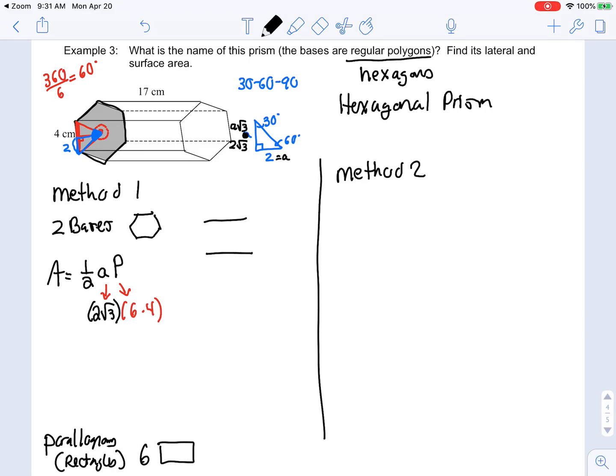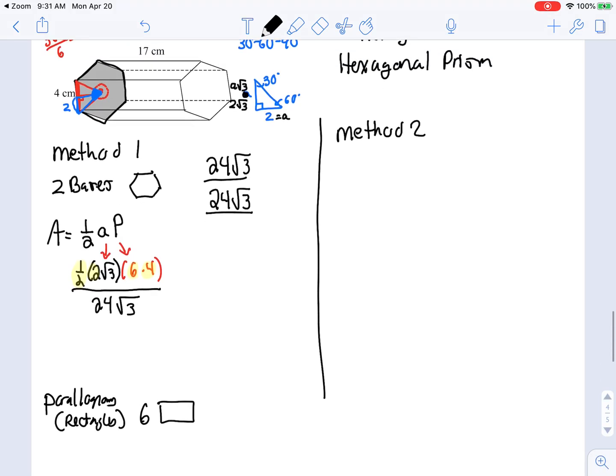Now, once I do all of that work, I can come back here and actually find the area of my one regular hexagon. So when I multiply all this together, and I'm going to leave it for the time being in terms of root 3, all I'm really doing is multiplying 1/2 times 2 times 6 times 4. And that's going to give me 24 root 3. That's one base. Now there are 2 identical congruent bases, so now we've got our 2 hexagons.